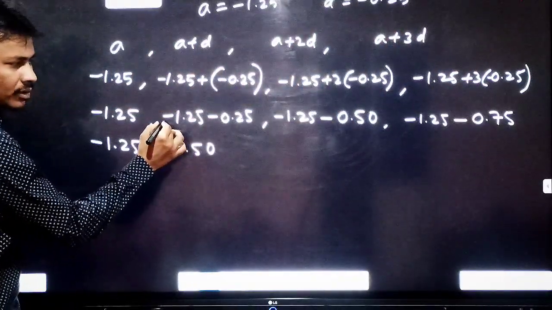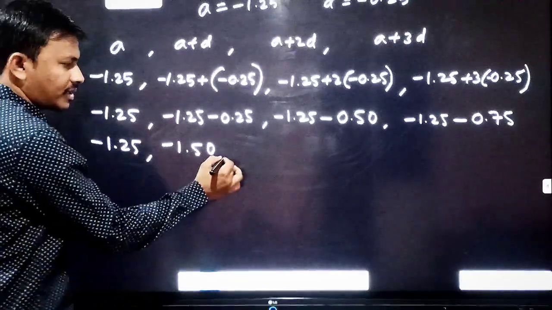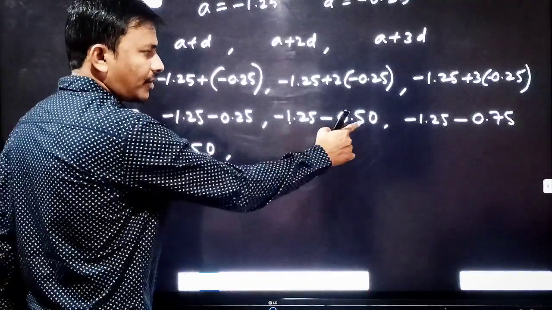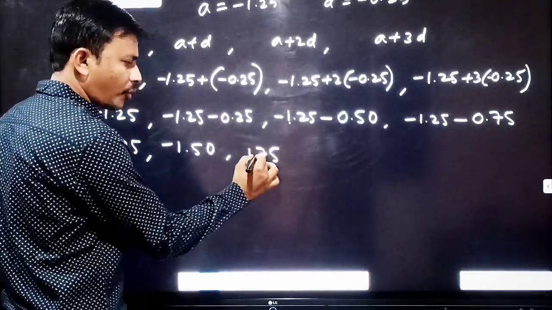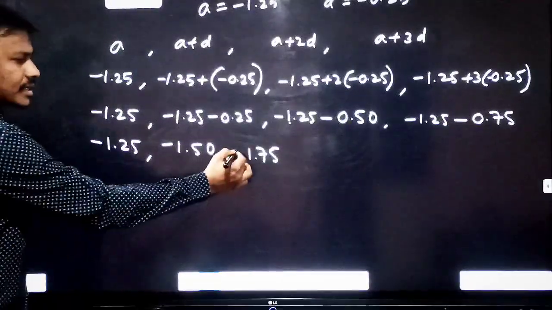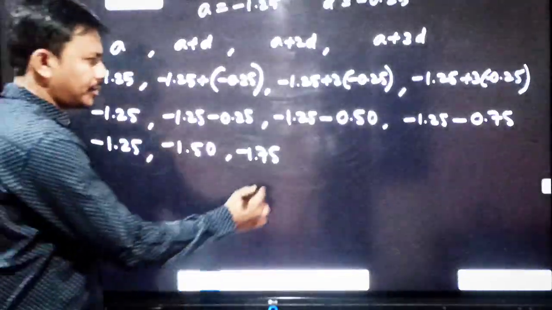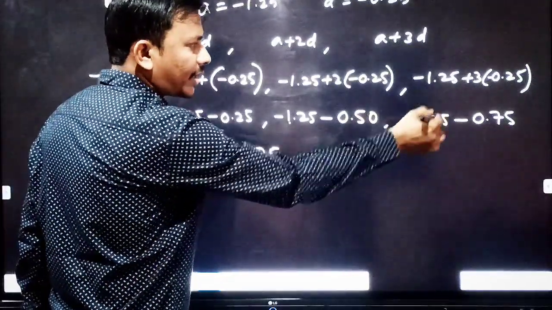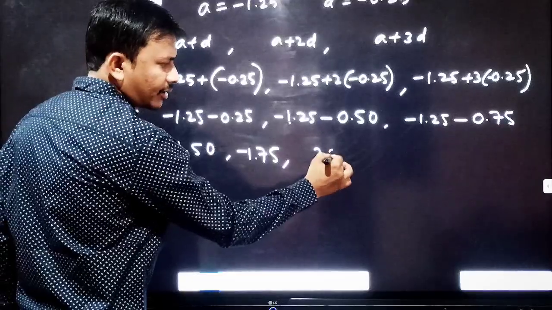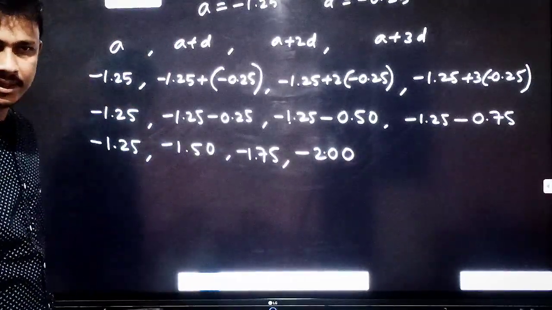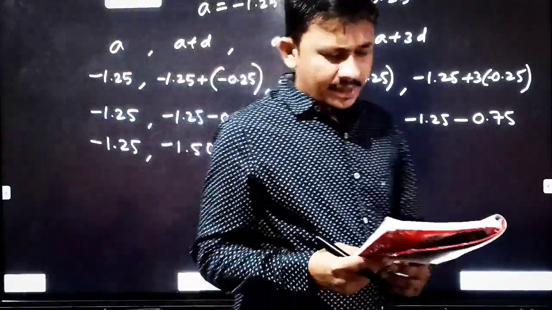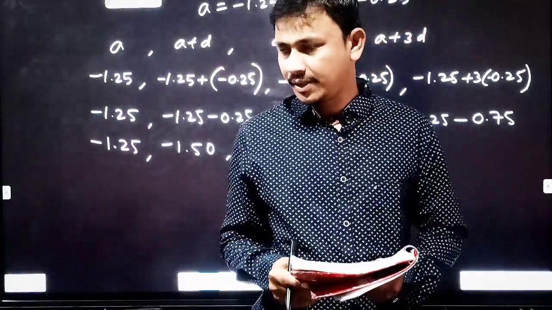1.50, minus 1.50. Then 125 and 50, 175. That means 1.75 minus. Then 125, 75, 200. Correct? 2.00 minus. Correct? This is the second way. Okay?